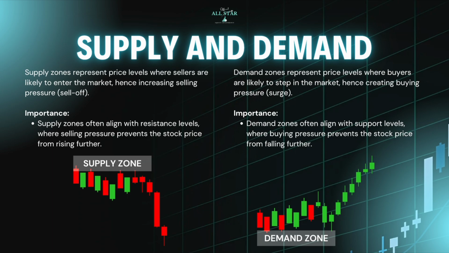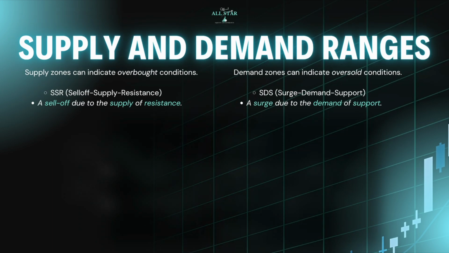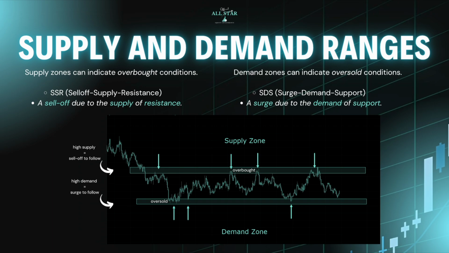Okay, so in order to help everyone remember this, I want to share with y'all what I used when I first started trading. SSR and SDS are acronyms that help me remember how to identify supply and demand. Now, in reference to supply zones, these are the areas that can indicate overbought conditions. And in regards to demand zones, these are the areas that can indicate oversold conditions. So I came up with SSR for supply and SDS for demand. SSR is the sell-off caused by the supply of resistance. SDS is the surge caused by the demand of support.